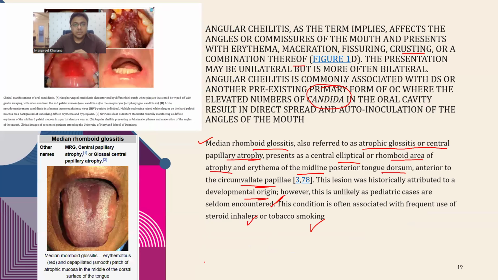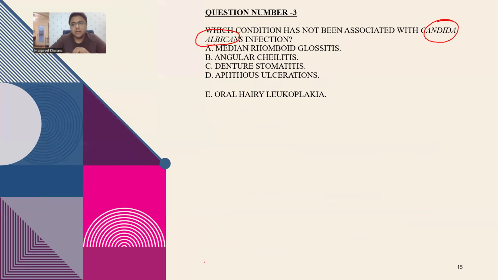Okay, so let's see. So we can say that median rhomboid glossitis, angular cheilitis, denture stomatitis, and aphthous ulcerations are usually associated with Candida albicans, but oral hairy leukoplakia is a viral disease which is not usually associated with Candida albicans.